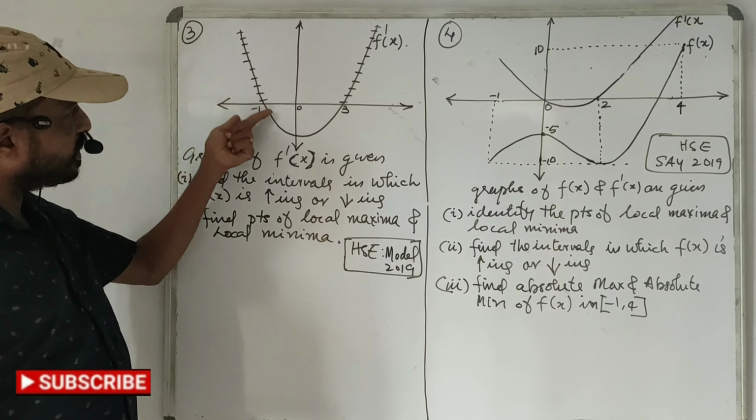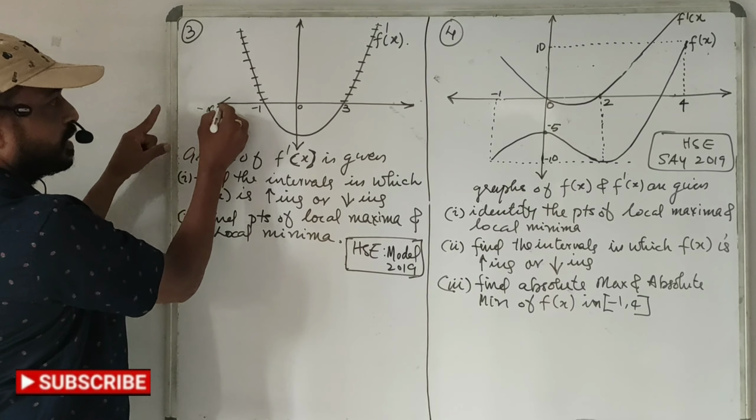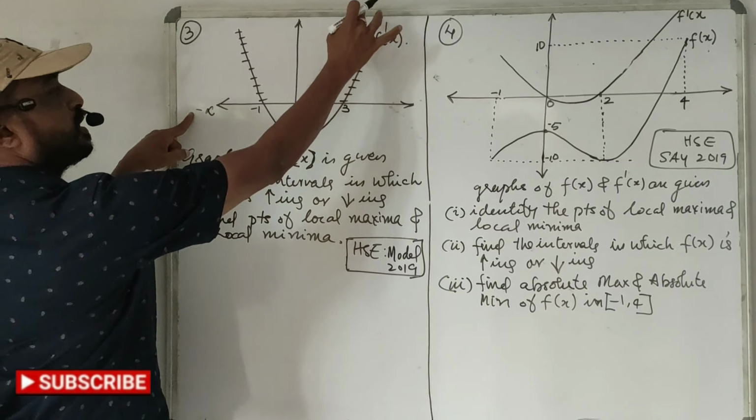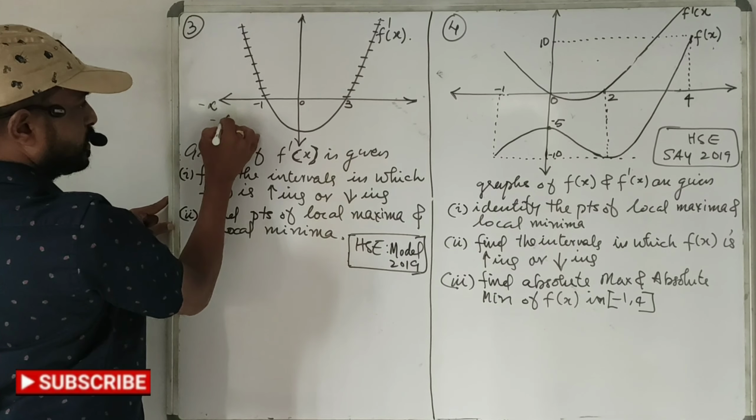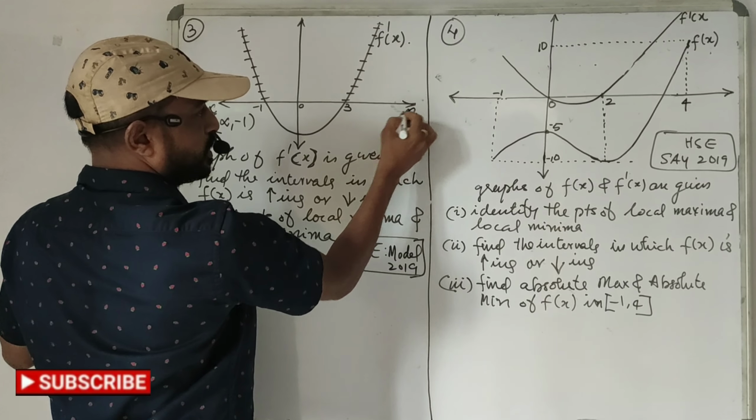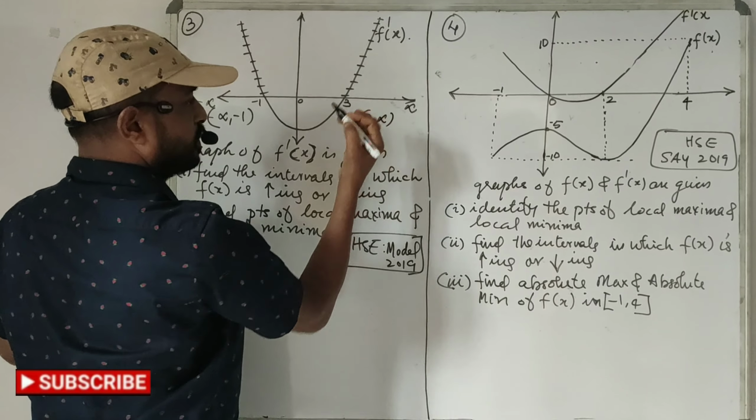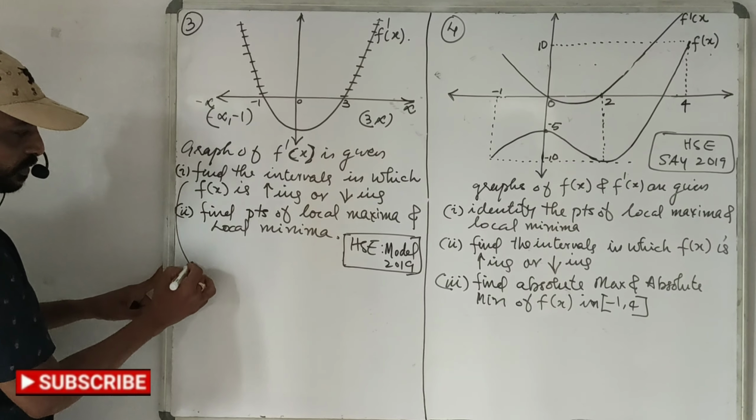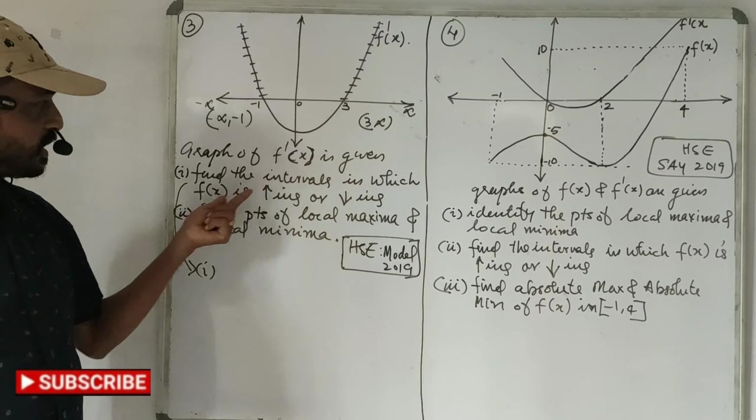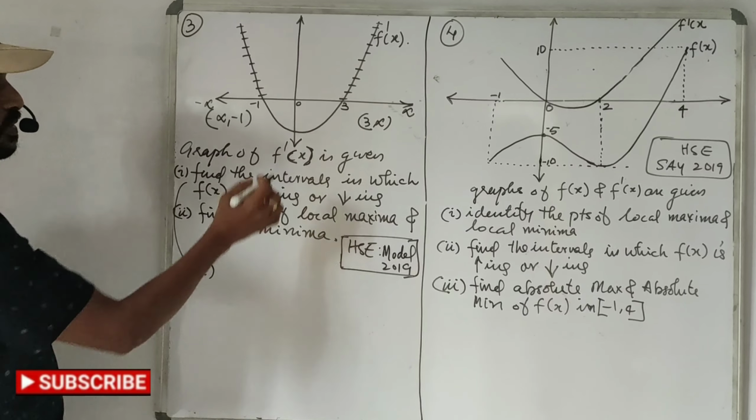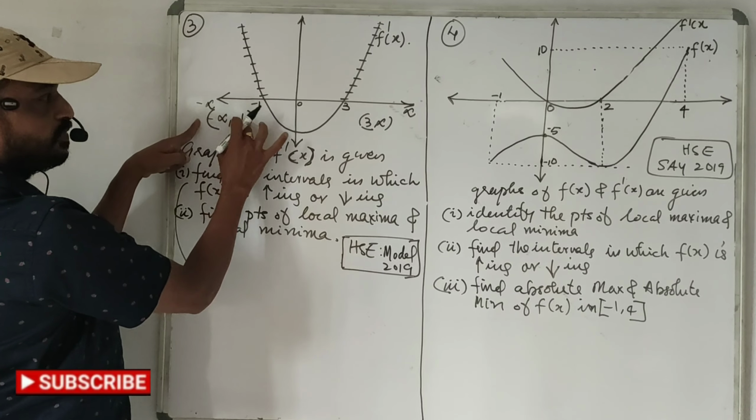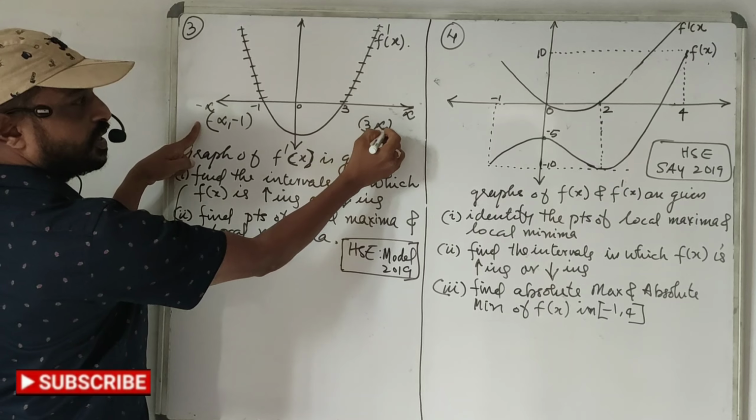So what is this interval? This point is minus infinity. So this interval is minus infinity to minus 1. So f of x is increasing, and how? This is minus infinity to minus 1, and this interval is 3 to plus infinity. So this is the first answer to the first part: find the intervals in which f of x is increasing or decreasing. f dash of x is positive in these two intervals, minus infinity to minus 1 and 3 to infinity.